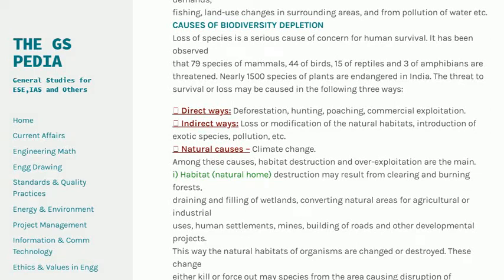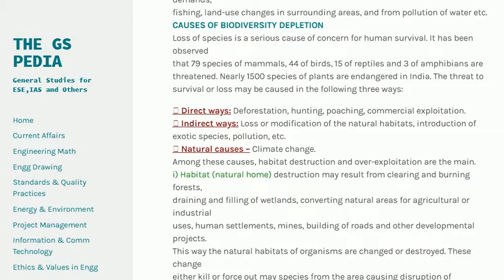Causes of biodiversity depletion. Loss of species is a serious cause of concern for human survival. It has been observed that 79 species of mammals, 44 of birds, 15 of reptiles and 3 of amphibians are threatened. Nearly 1,500 species of plants are endangered in India. The threat to survival or loss may be caused in the following 3 ways.